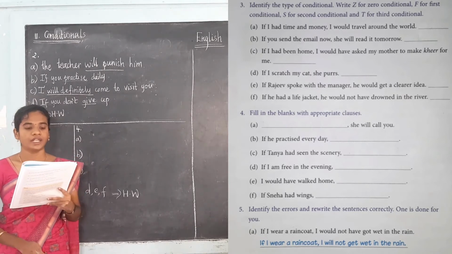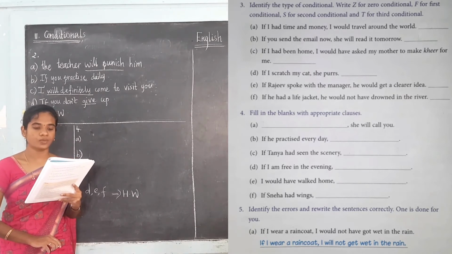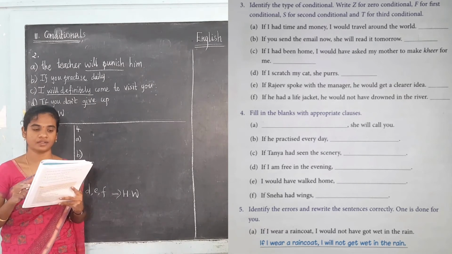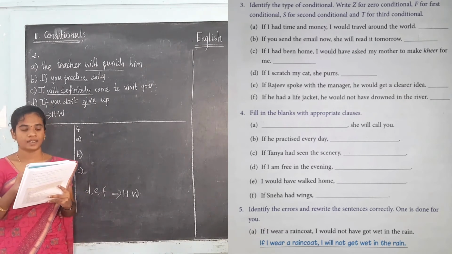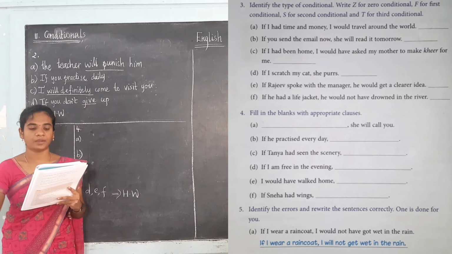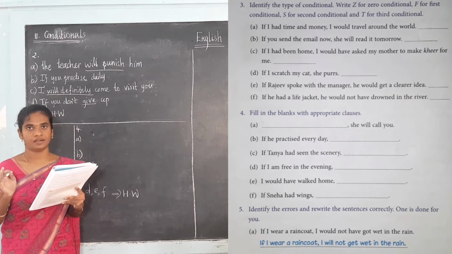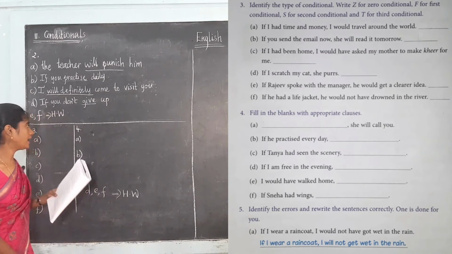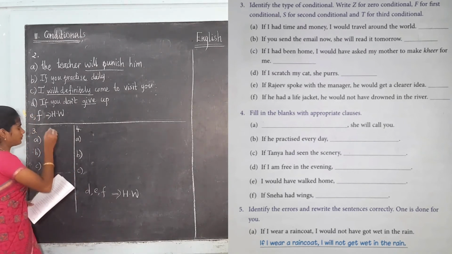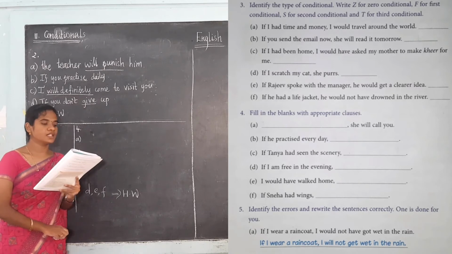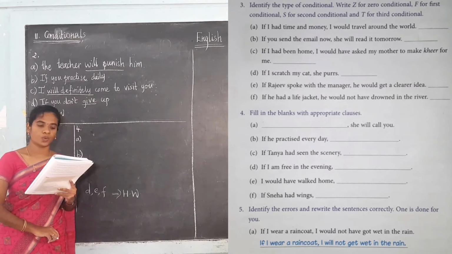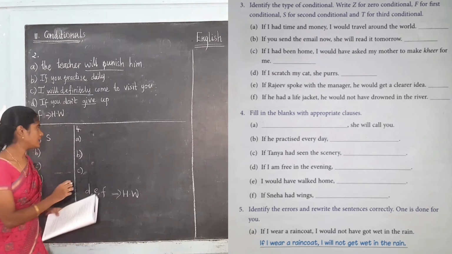So first one, if I had time and money, I would travel around the world. So can you tell me what type of conditional it is? See the structure in your sentence. They have given had, and in the main clause they have given would travel, would plus verb. So it is the second conditional. So you have to write S. See the next one, if you send the mails now, she will read it tomorrow. Okay, so this is the first conditional, F.